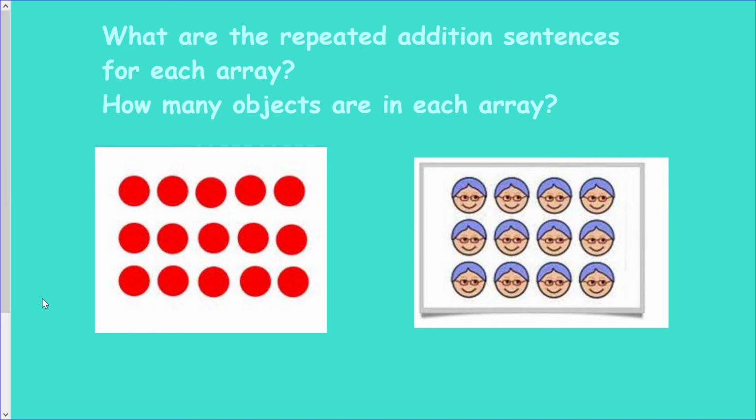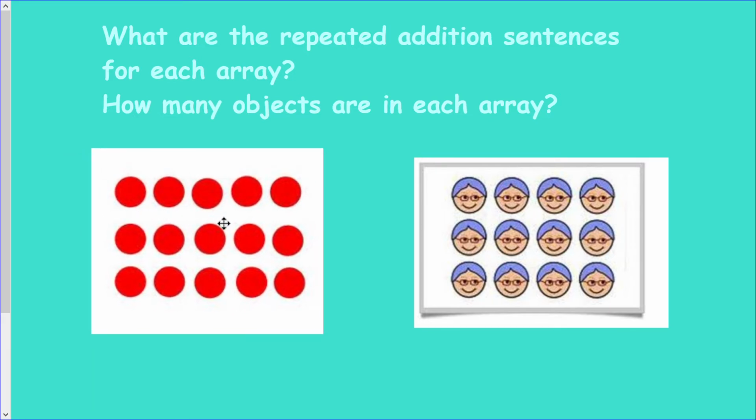Let's see if we can make some repeated addition sentences for these objects. So first you're going to look and say, okay, how many circles are in this row? So if I count those circles, I see that there are 5 in each row. My next row has 5, my next row has 5. So the number that I will repeat is the number that I have in the row. How many were in each row? 5. So we're going to say 5 plus 5 plus 5. That's your repeated addition sentence. And then if we count that together, we're just going to count by 5. So we have 5, 10, 15 was our total.